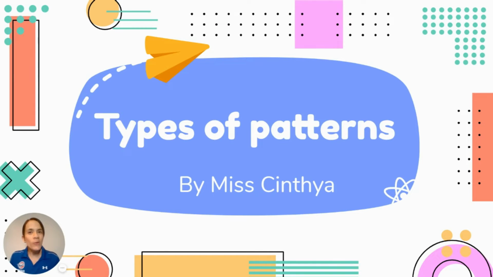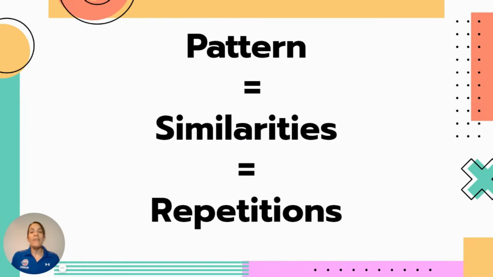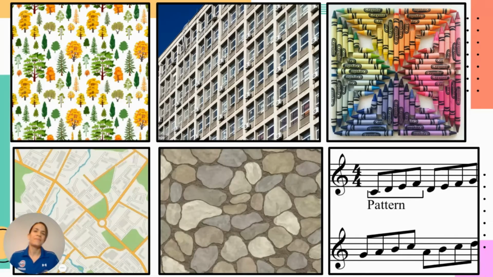Now, today we're going to talk about types of patterns. Last week we talked about identifying patterns, right? We did pattern recognition, but this time I'm going to show you different types of patterns. Keep in mind that a pattern is something that has similarities and/or is something that repeats. So whenever you see these repetitions, you can say that you have spotted a pattern.